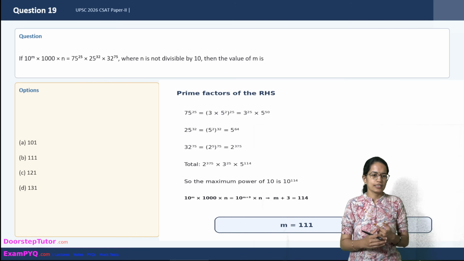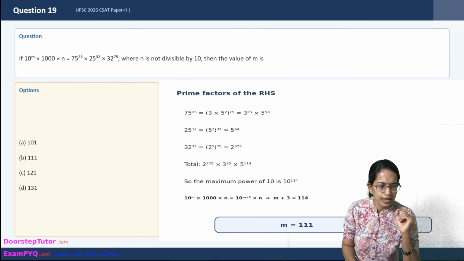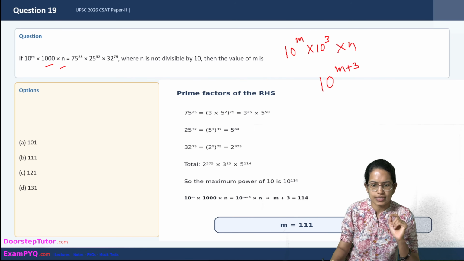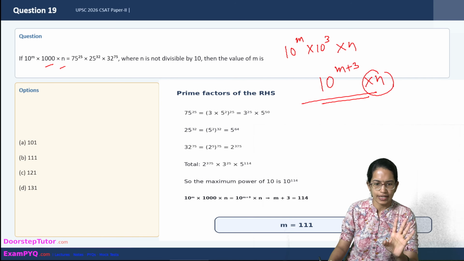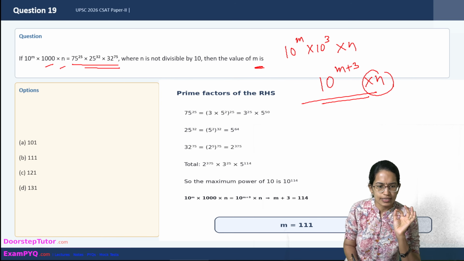The next is an interesting problem. I have 10 raised to m multiplied by 1000 into n. So 10 raised to m into 10 raised to 3 into n, that is 10 raised to m plus 3 into n. Okay, now n is not divisible by 10. What is the value of m? I have to calculate.